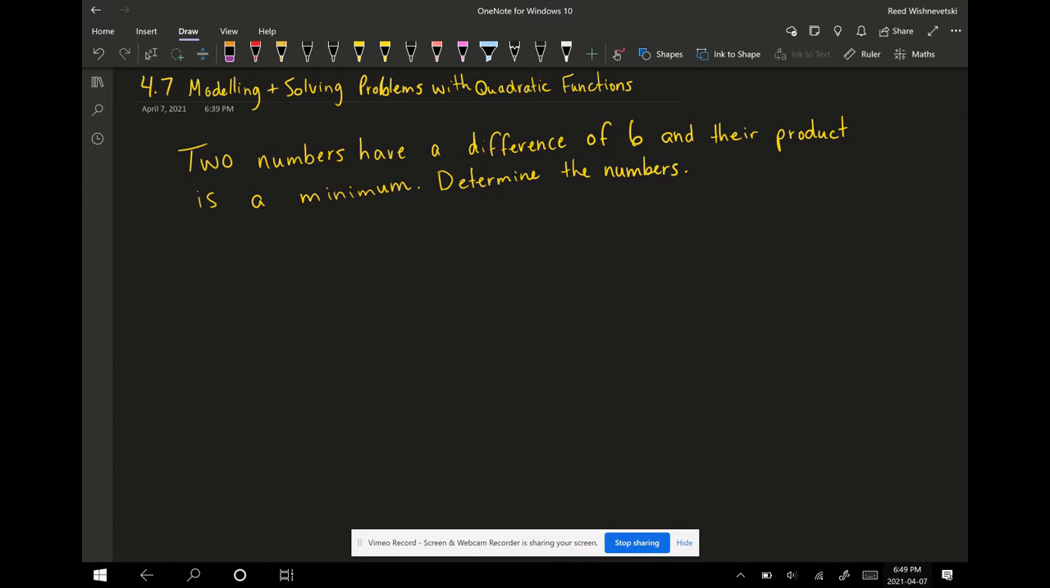Okay, so today we're going to be working on modeling and solving problems with quadratic functions. The problem that I have for us here is: two numbers have a difference of 6 and their product is a minimum. So what the question is asking you to do is determine the two numbers.